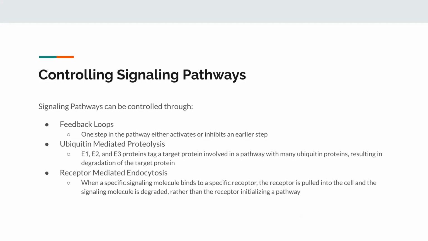So if you're trying to turn off a signaling pathway and you know there's some protein that's involved in that signaling pathway, a way to turn off the pathway can just be to degrade that protein, get rid of that protein so you don't have any way to get from A to C because you've gotten rid of B. Does that make sense?